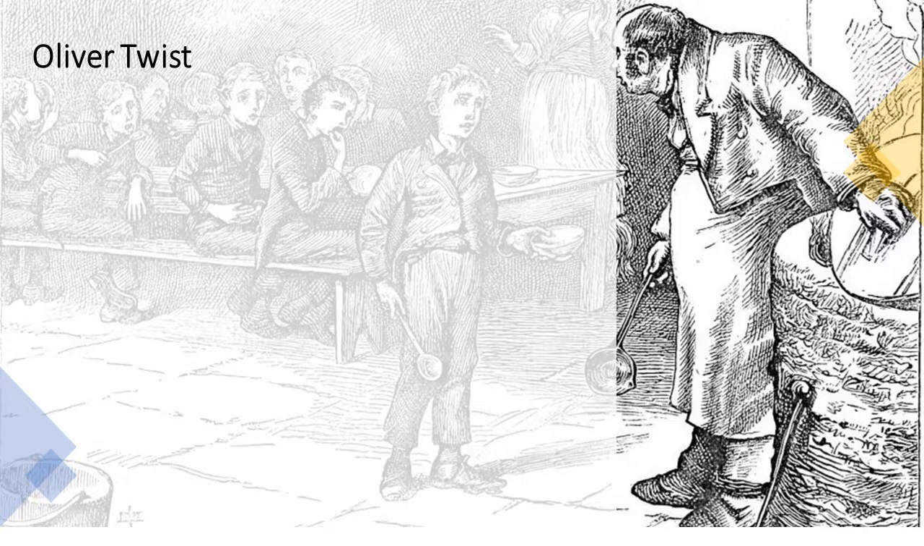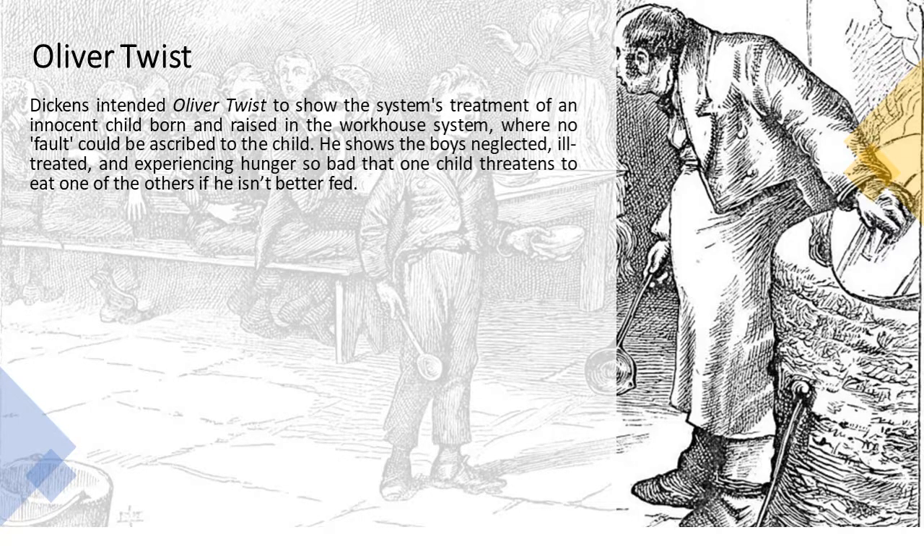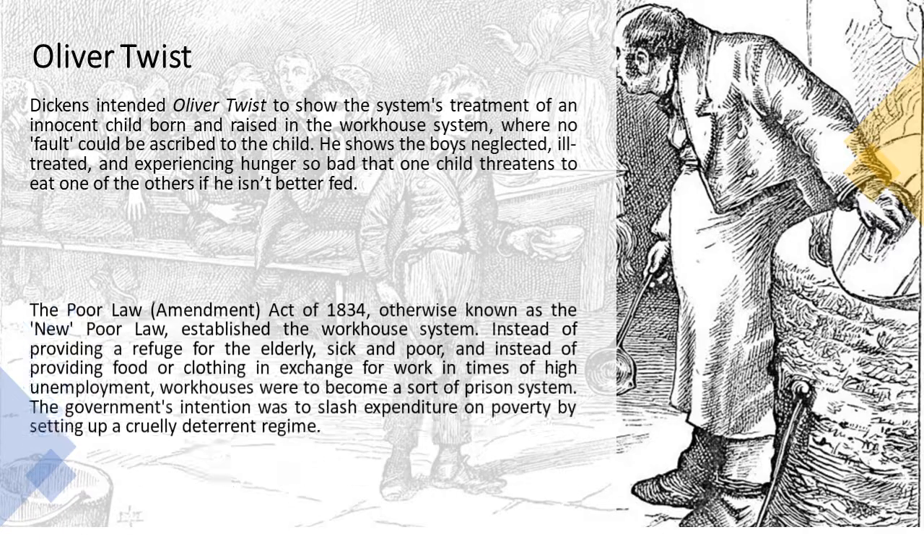Oliver Twist. With regards to the last one, make sure you jot down some keynotes. Dickens intended Oliver Twist to show the system's treatment of an innocent child born and raised in the workhouse system, where no fault could be ascribed to the child. He shows the boys neglected, ill-treated, and experiencing hunger so bad that one child threatens to eat one of the others if he isn't better fed.